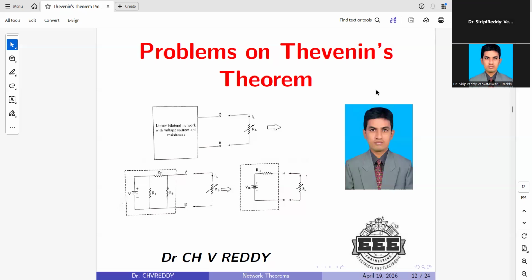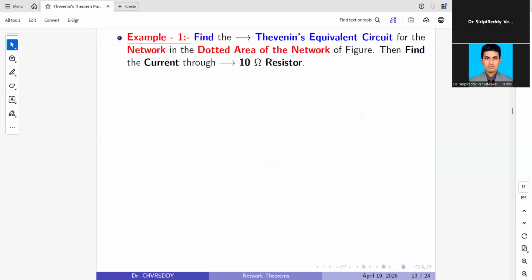What are the steps we followed in Thevenin's theorem? The same steps we are going to use here, in order to draw the equivalent circuit as well as to find the current through the load. So today we are going to see the problems on Thevenin's theorem. The first problem, the first example: find the Thevenin equivalent circuit for the network in the dotted area of the network of the figure. Then find the current through the 10 ohm resistor.